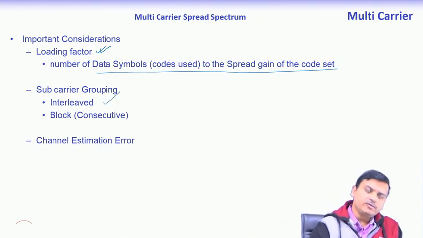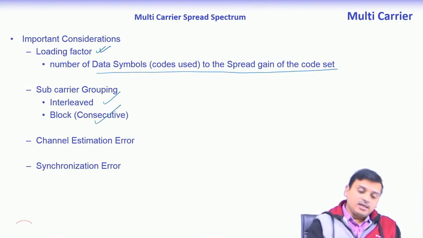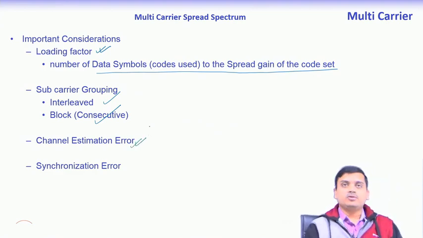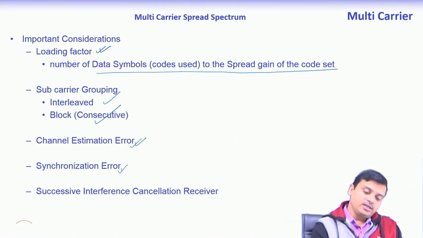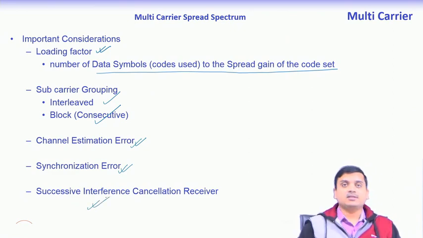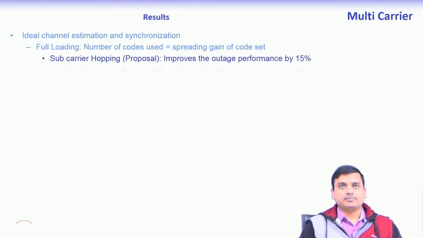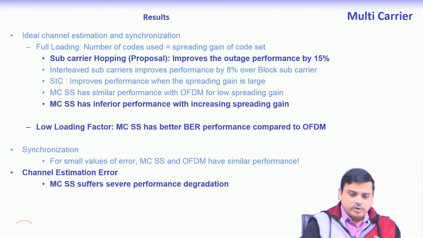One can do in terms of interleaved grouping of subcarriers, block grouping of subcarriers. These are all very critical detailed methods inside this multi-carrier system, which are essential in order to get the best possible benefit. Channel estimation error is also important, because if one is doing kind of additional spreading, then this would affect all the symbols, not just one symbol. Synchronization is important. We have discussed the effect of synchronization in OFDM, and to overcome this, sometimes successive interference cancellation receivers are also recommended.